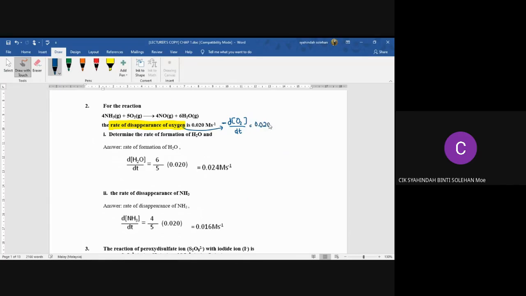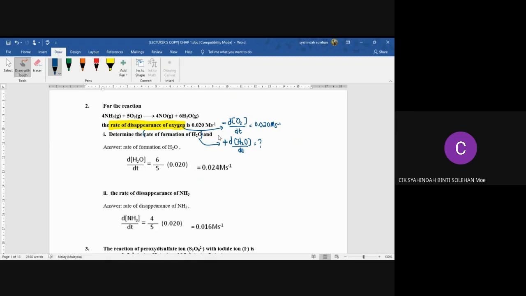So in total, this is rate of disappearance of oxygen, which is equals to 0.020 molar per second. Okay, and then next ialah dia suruh kamu determine the rate of formation of H2O. Okay, soalan suruh kamu cari rate of formation of H2O. Again, kalau rate of formation of H2O is gonna be positive, okay, the concentration of H2O over dt. Dia suruh kamu cari ni. Okay, so macam mana kamu nak cari?